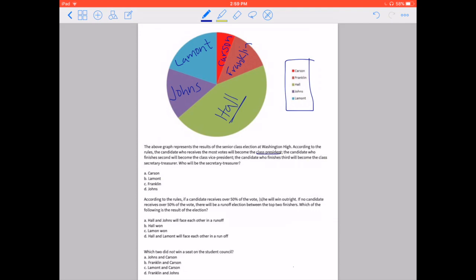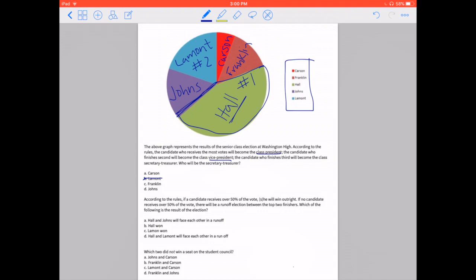It says that the candidate who comes in first will be the class president. So we're looking at who has the biggest section. The biggest section of votes was Hall. So this is our first place, and he is our president. So we know that Hall is not the secretary treasurer. It says the candidate who finishes second will become vice president. Lamont is second, so he is the vice president. We know that he's not the secretary treasurer either, so we can eliminate answer choice B.